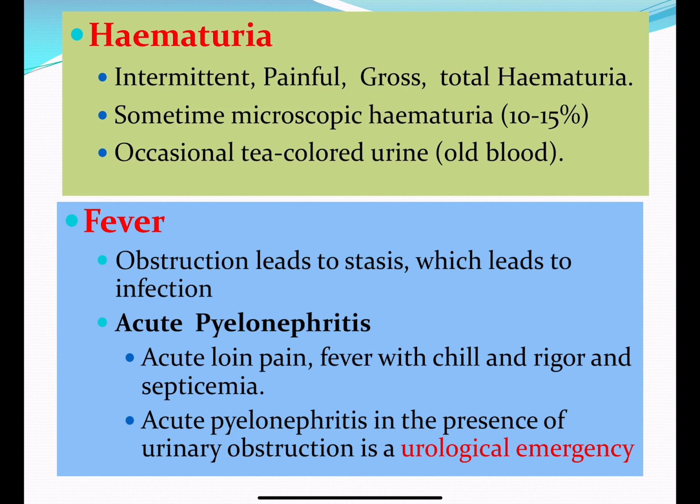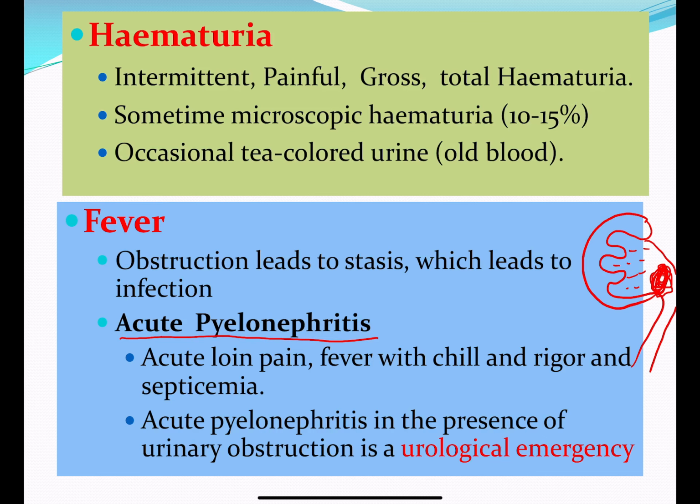Fever is not a regular thing. Whenever there is an obstruction of urine flow by a stone in the kidney, it may lead to infection. So obviously, if the stone along the pelvicalyceal junction, the pelvis and the ureter over here, is obstructing the flow of urine, then there will be stasis of urine, and stasis may lead to infection. And when there is infection of the kidney, it is known as acute pyelonephritis.